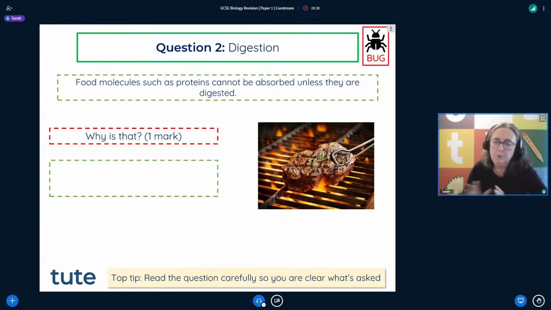Okay, guys, so we're going to move on to another question on digestion now. Food molecules such as proteins cannot be absorbed unless they are digested. Why is that? Okay, so this is just a 1 mark question. Right, well, what have we got here?